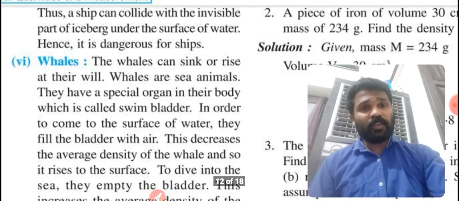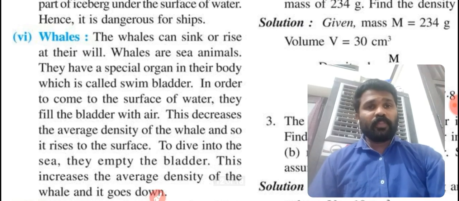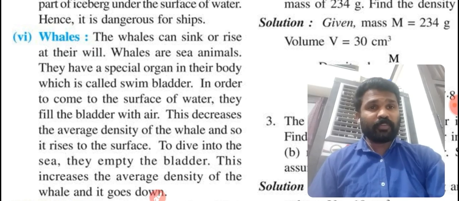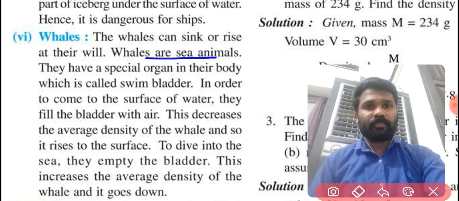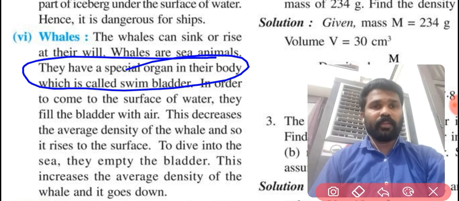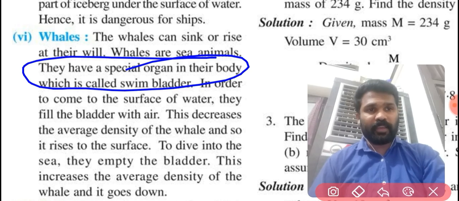Now next one, whales. Whales can sink or rise at their will. Whales are sea animals. They have a special organ in their body which is called a swim bladder. In order to come to the surface of the water, they fill the bladder with air.